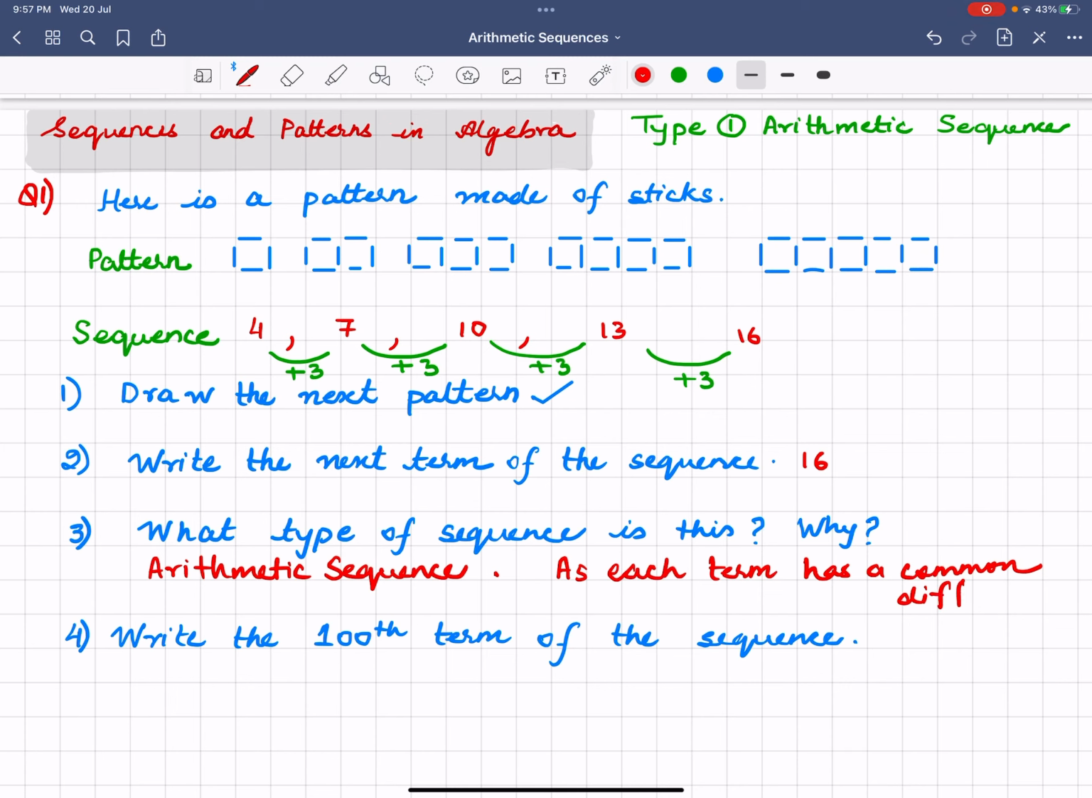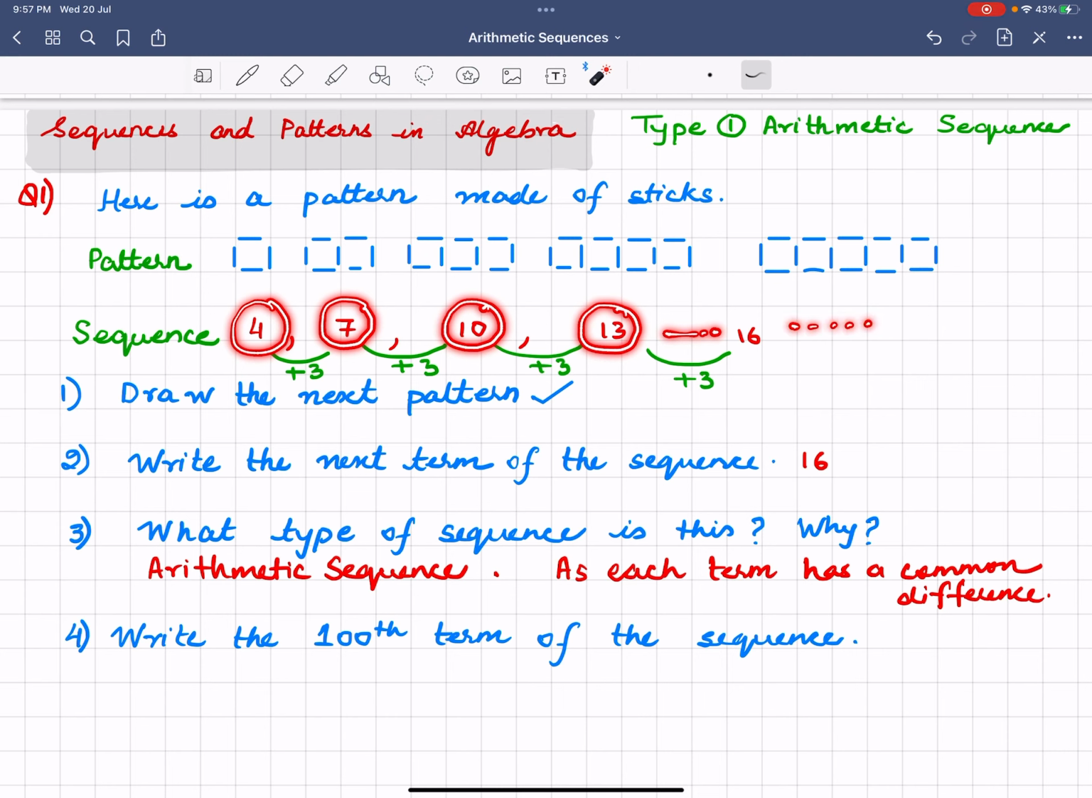And in this case, the common difference is 3. Let's move on to the next part of the question. Write the 100th term of the sequence. So we see that 4 is the first term of the sequence, 7 is the second term, 10 is the third term, and 13 is the fourth term of the sequence. So on and so forth.